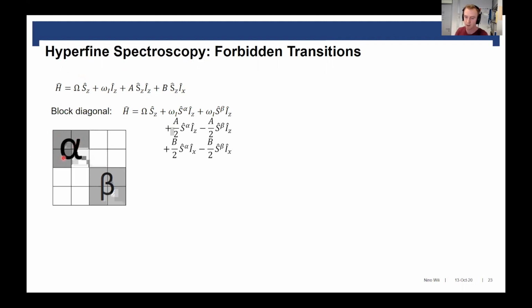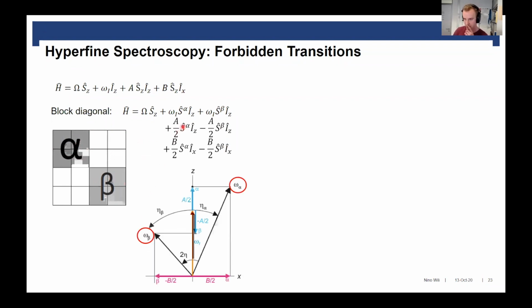But for a different m_S manifold of the electron spin, they're not diagonal in there, but they are diagonal with respect to the electron spin. Let's put it like this. So you can actually rewrite this in terms of S alpha and S beta operators. So S alpha just has a 1 here, and S beta just has a 1 here.